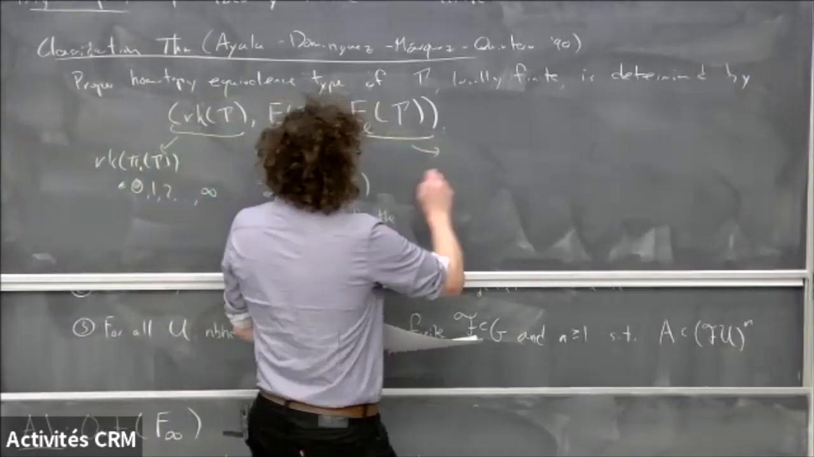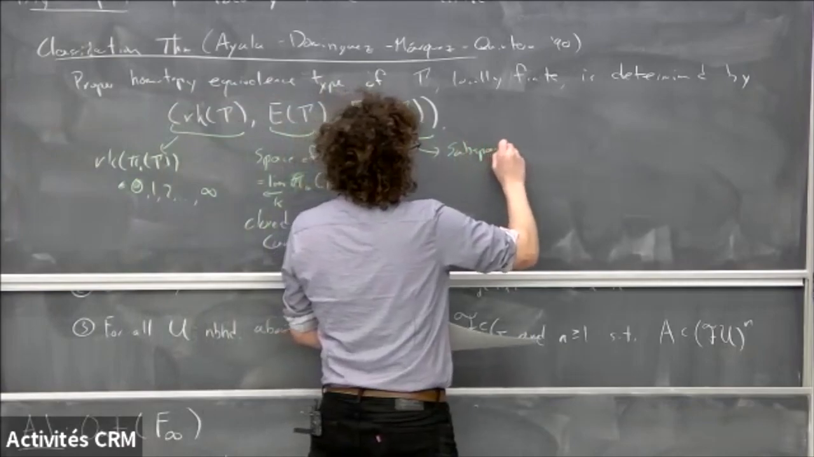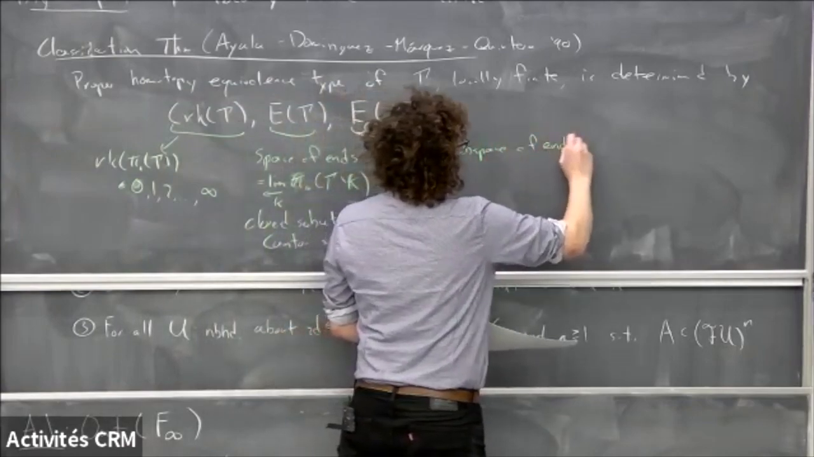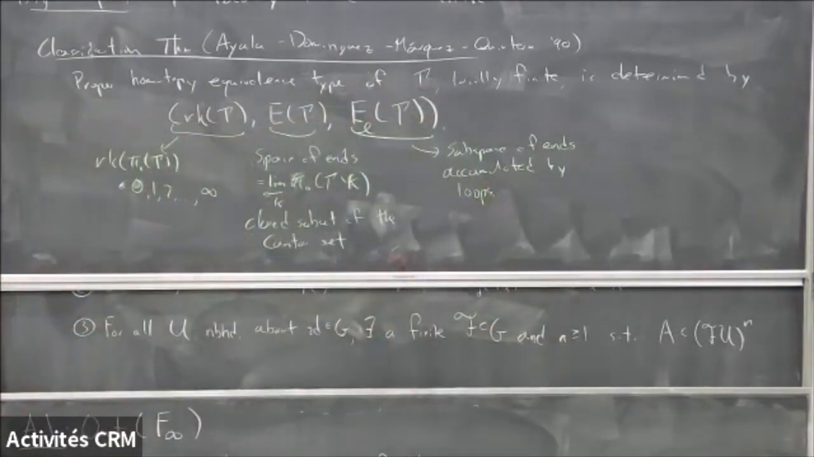And then this is the subspace of ends accumulated by loops. You can think about it in this inverse limit as just taking the pieces that always have infinite rank. Or in the picture, as I walk towards this end, I'm always seeing some actual loops in my graph. So over here, you have one end accumulated by loops. Over here, maybe let's erase this one and say this whole half of the tree is, and this whole half is not. And then over here, you have two that are not and two that are.